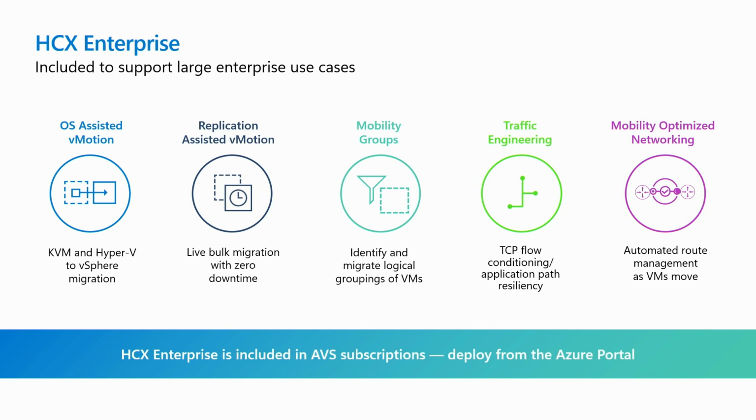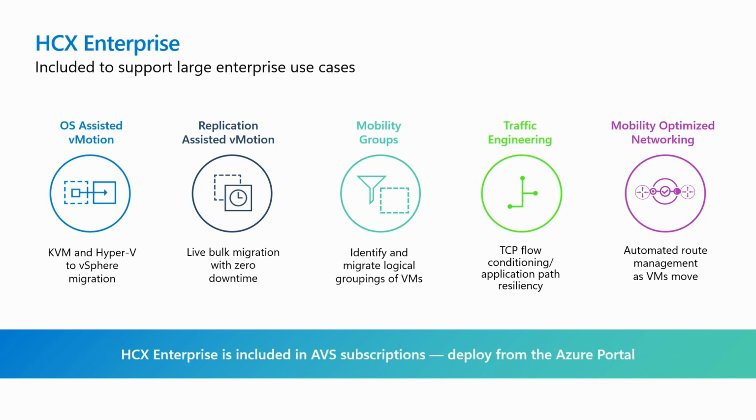Replication-assisted vMotion, where it uses that storage replication, so you can do a live bulk migration with zero downtime. Mobility groups. Obviously, when you migrate, you want your application server with your database. You don't want one going over and then traversing the internet or your ExpressRoute going back and forth. So you create those mobility groups, traffic engineering.